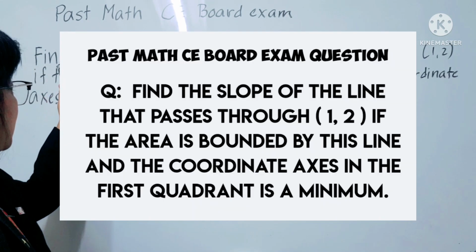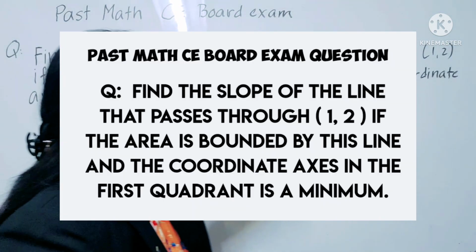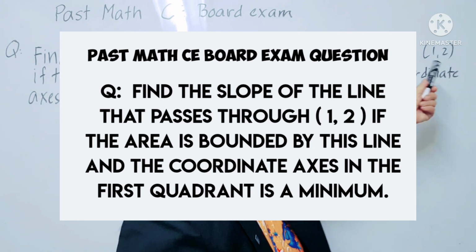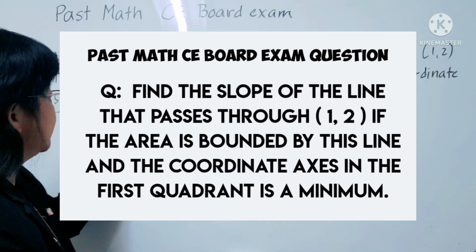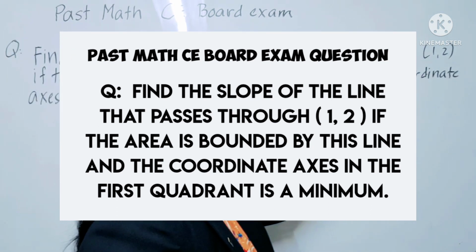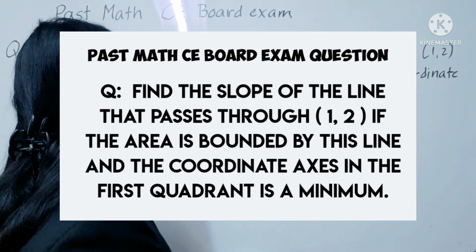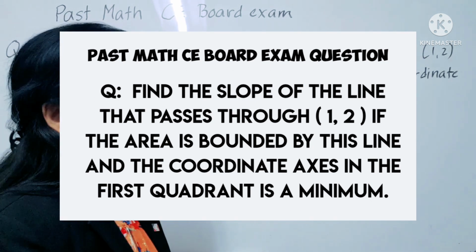Our question: find the slope of the line that passes through point (1, 2) if the area bounded by this line and the coordinate axes in the first quadrant is a minimum.